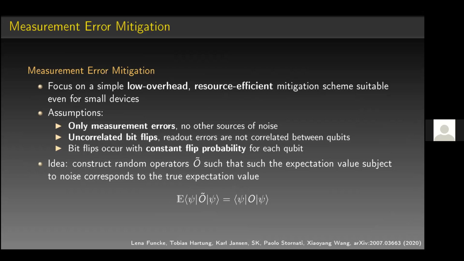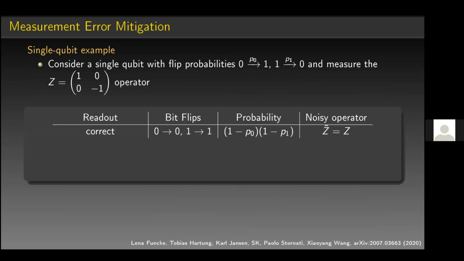The basic idea to do this mitigation is to construct random operators O tilde such that the expectation value subject to noise one obtains from the device coincides with the true expectation value. So the expectation value of O tilde measured on the noisy quantum device, which is indicated by this E here, should be equal to the expectation value we actually want to measure. So this is what we're trying to do. I'm not going into the technical details here. I just would like to give you an idea how this works by considering a simple single qubit example.